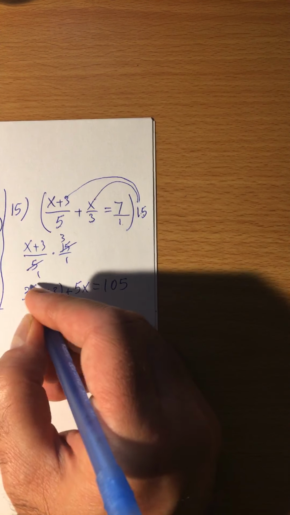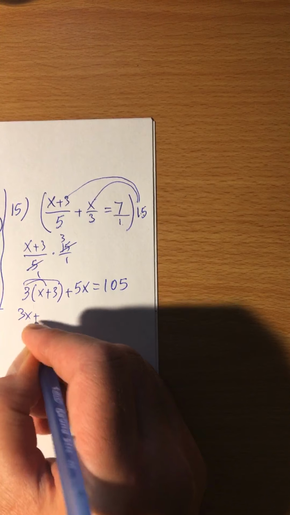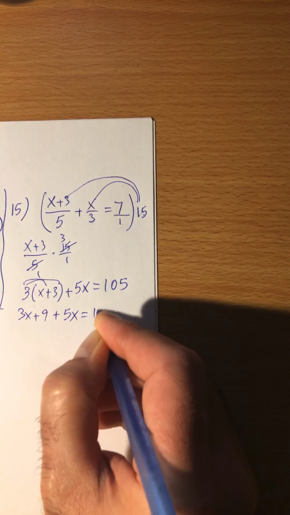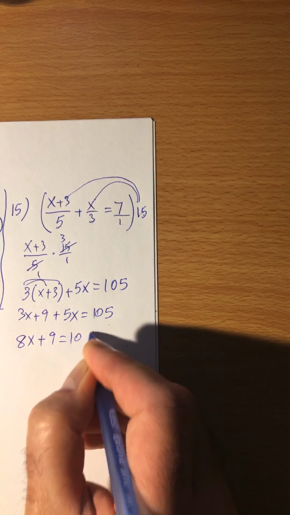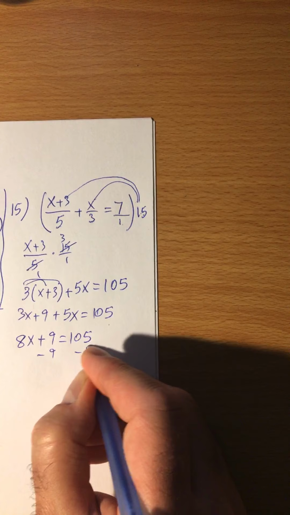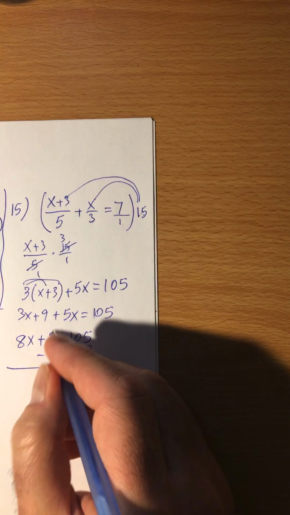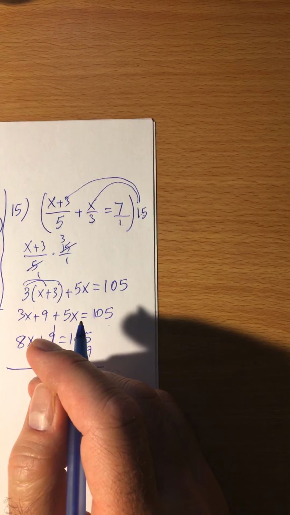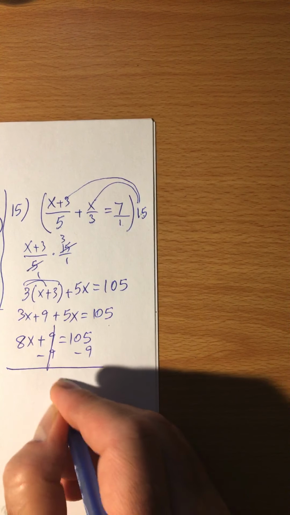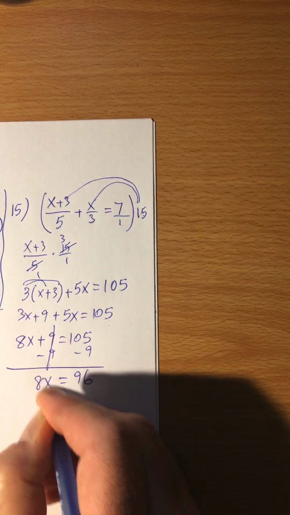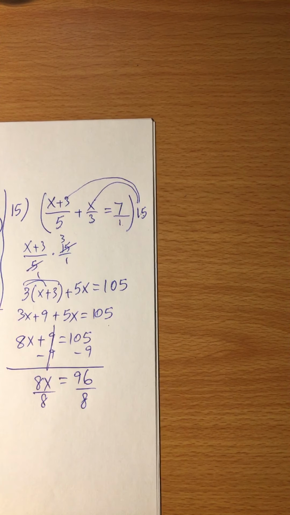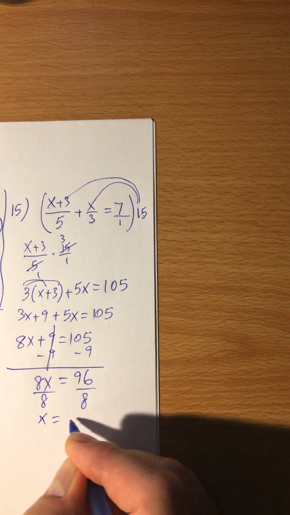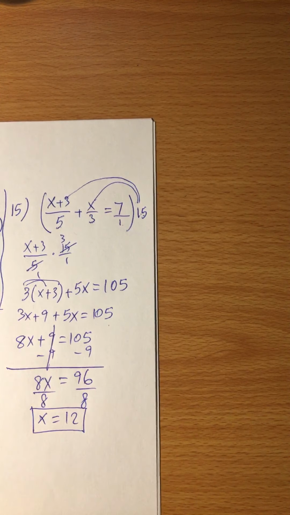Again, now we simplify, so we distribute. You get 3x plus 9 plus 5x equals 105. Combine like terms. 8x plus 9 equals 105. Subtract 9 from both sides. So these 9s cancel out, and you get 96 on the right side and an 8x. So then we divide by 8. Is 96 divisible by 8? Yes. X turns out to be 12. So there you go. That's the solution to this linear equation for problem number 15.